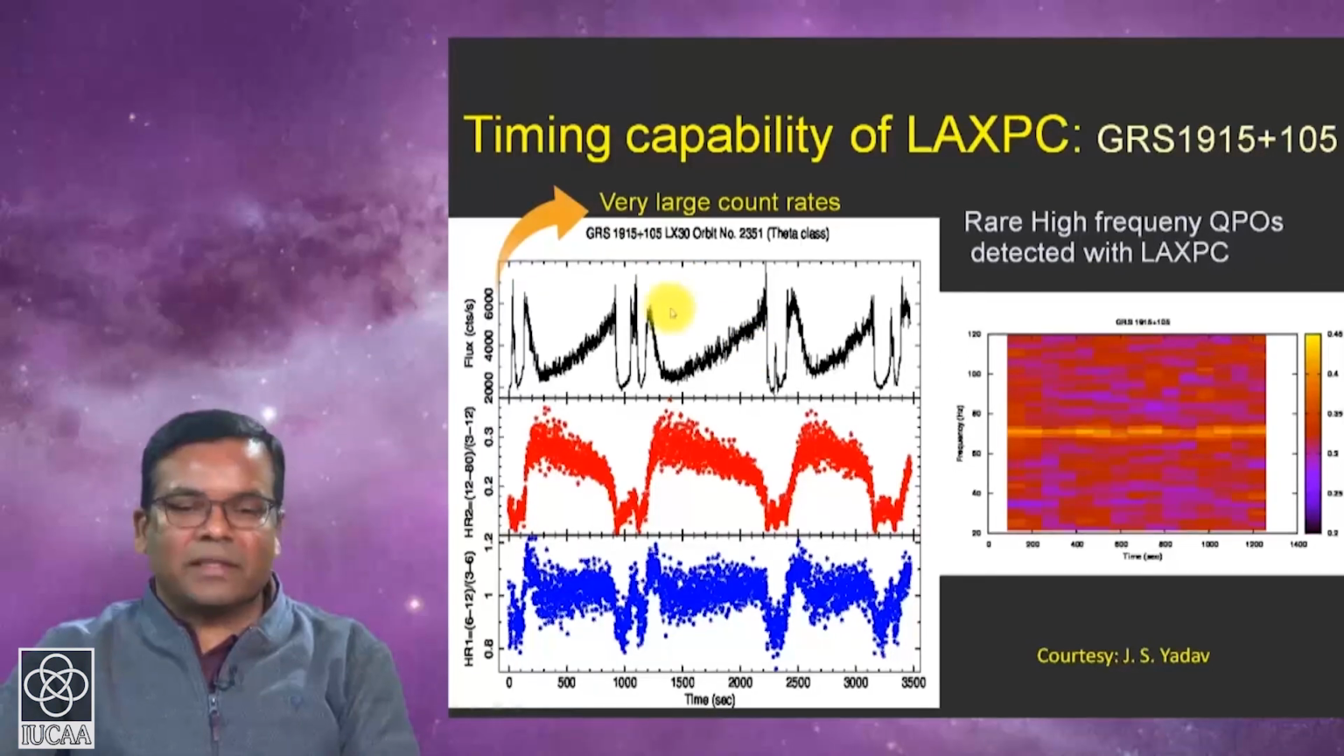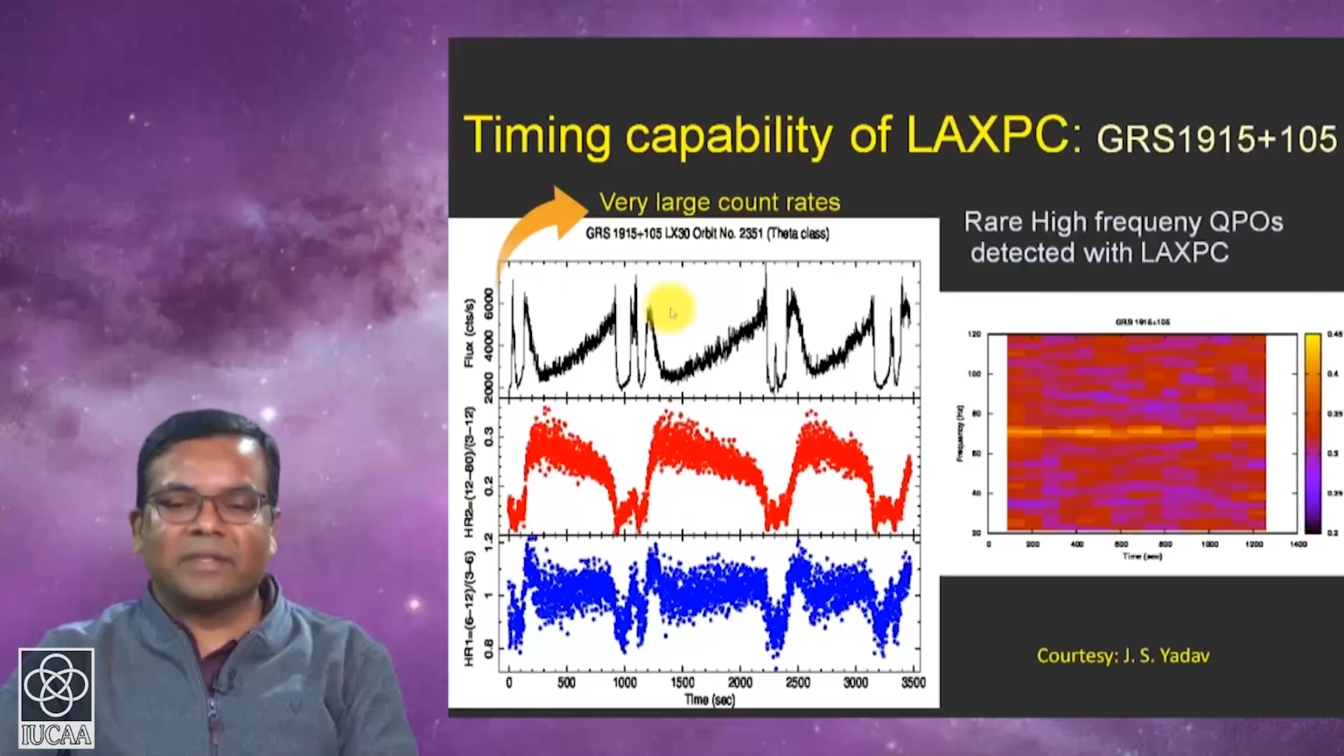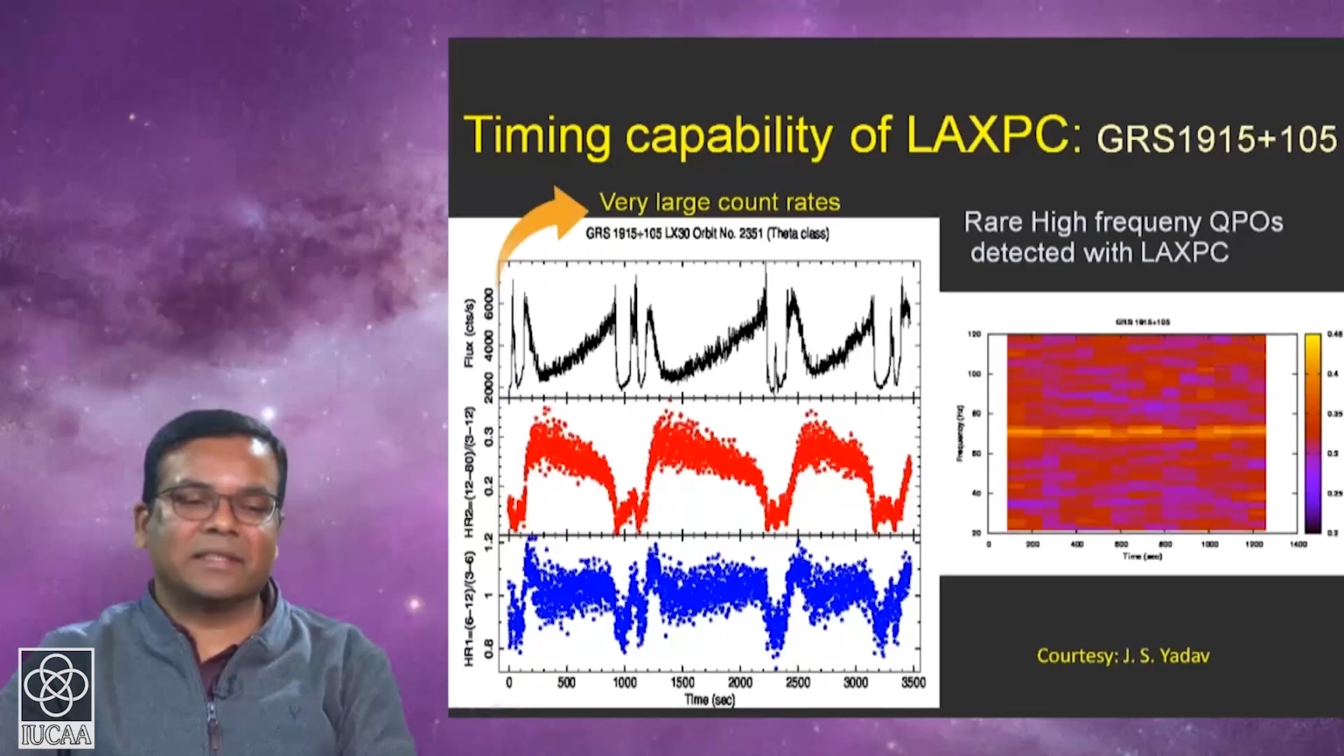These observations demonstrate the timing capability of the LAXPC instrument. Here is the time series of X-ray photons detected with LAXPC. You see on the y-axis the X-ray photon counts per second, in the range of 4,000 to 6,000. So, this detector is detecting many thousands of photons every second, and these photons are detected with a time resolution of, as I mentioned, 10 microseconds.